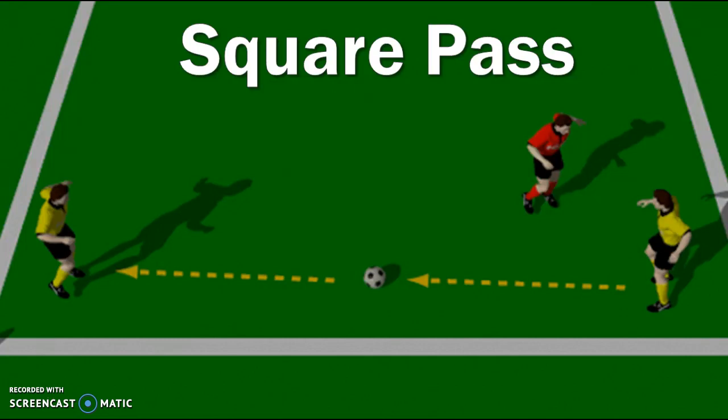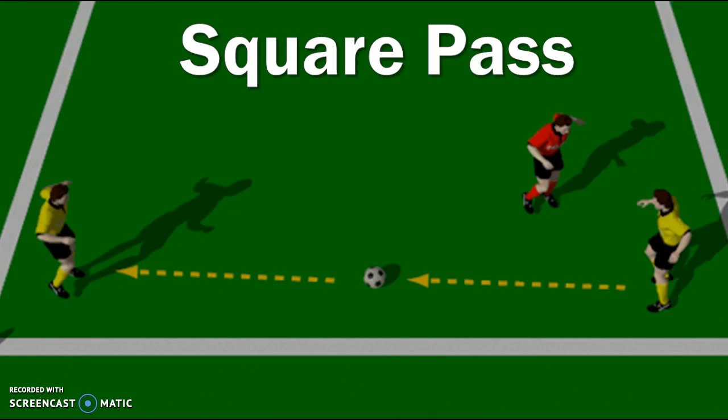Next, we're going to start talking about passes. So this first one is a square pass. A square pass is often referred to as a flat pass. This is a pass made between teammates across the field, and it's parallel to the goal line. Earlier we talked about the goal line being the end line, which in this picture is this way. This is where your goal would be. So the square pass is parallel to this. This is a very basic pass and it's used often in soccer.